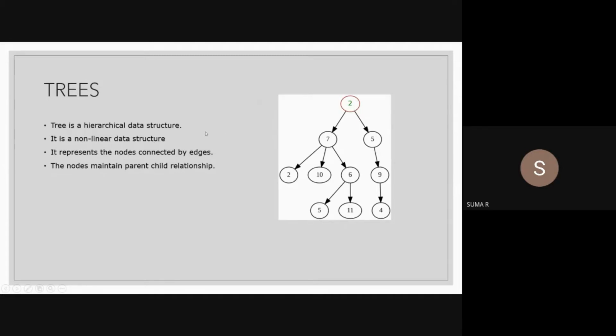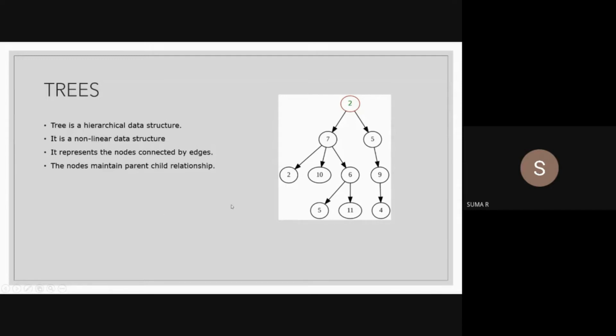What do you mean by non-linear data structure? So what is a linear data structure? A linear data structure is a data structure in which the data are arranged one after another. That is, the data nodes are read one after the other. That is, we follow a linear fashion to read through the data structure.